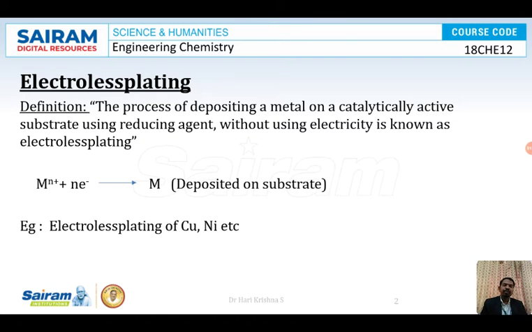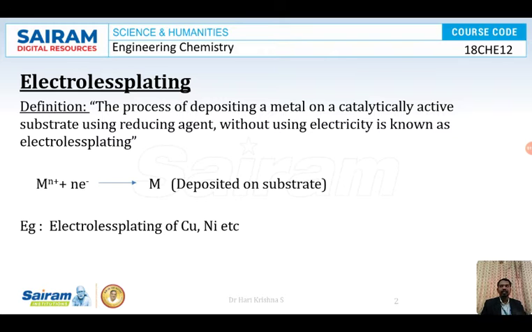What is the purpose of the reducing agent? The reducing agent undergoes oxidation first, self-oxidation in the presence of a base, and it liberates electrons. These electrons will be used up by Cu2+ ions to undergo reduction.